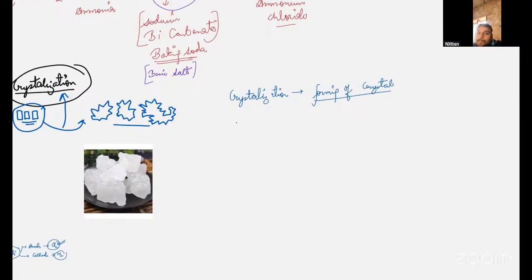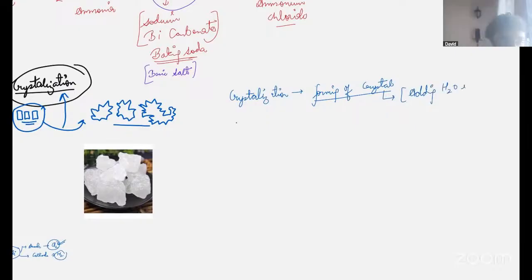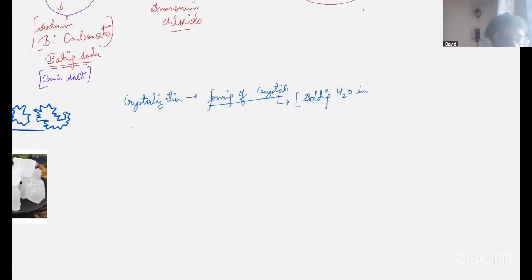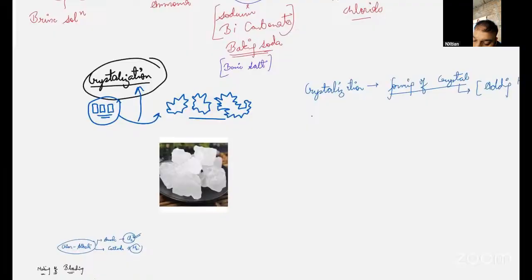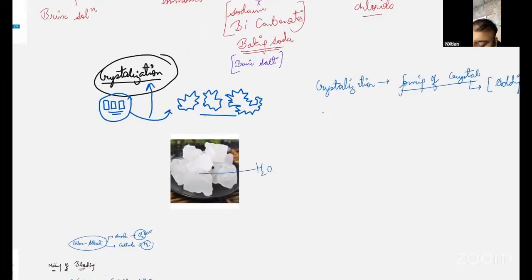Okay. Now everyone, please pay attention. So crystallization is the forming of crystal. Now, crystal means, why they are different, because in this there is an addition of water in molecular form. So crystals have water in molecular form. That's why they have this type of shape.